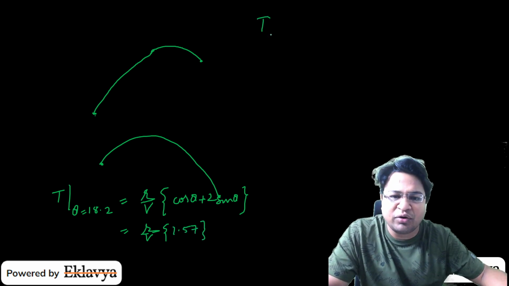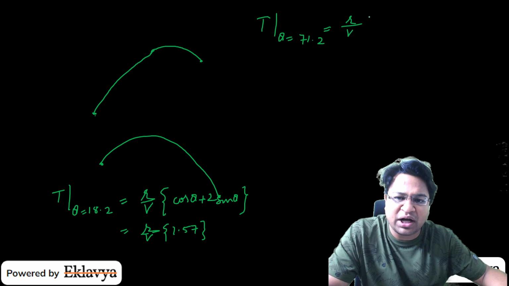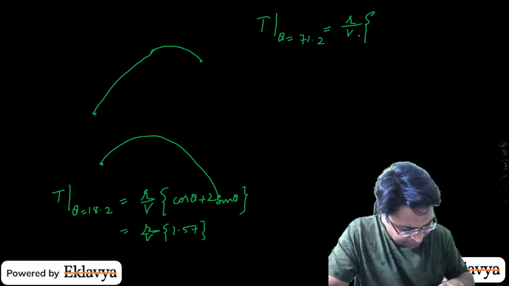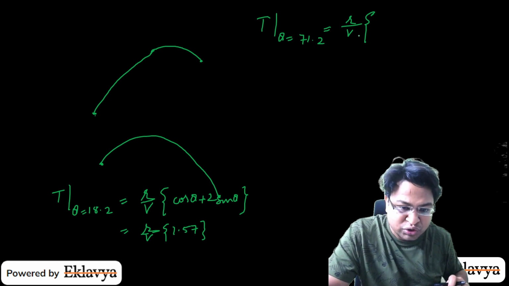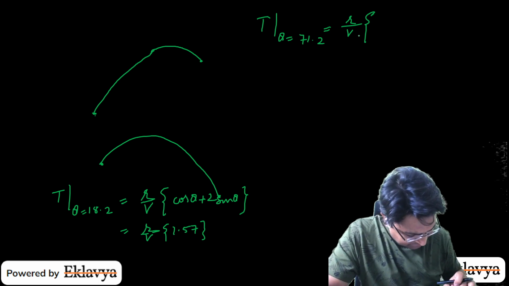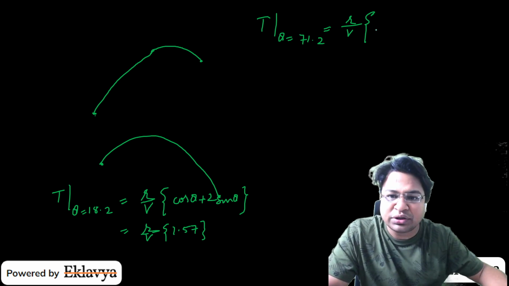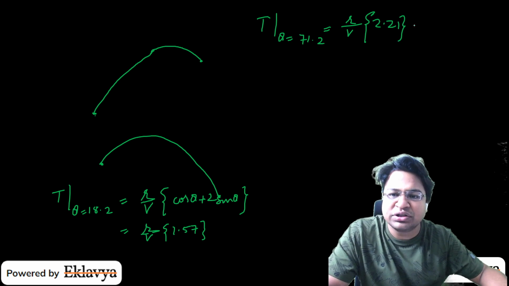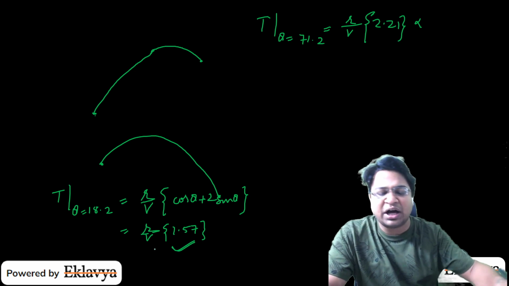Okay, and if I go for theta equal to 71.2, then this would be r by v into cos of 71.2 plus 2 times sine of 71.2. So this is 2.21. So of course this is more, so we will not select this one. We will select this one. So the minimum would be R by V into.